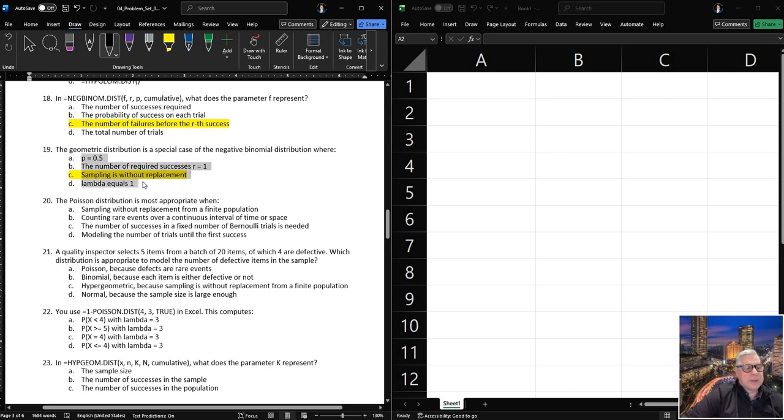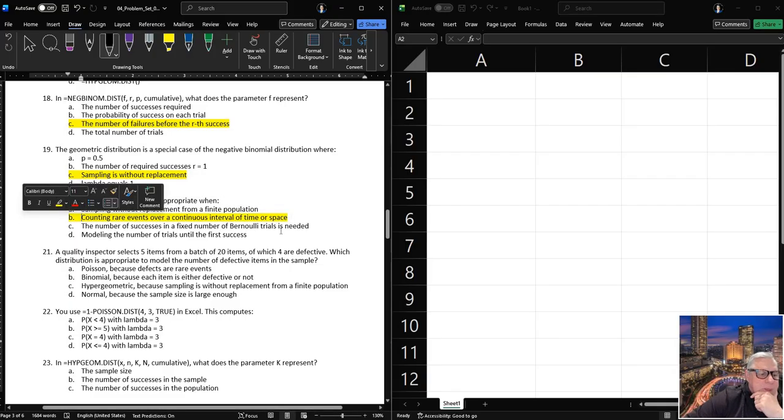But that's maybe a bad question, we should take that out. The Poisson distribution is most appropriate when sampling without replacement? No. That would be hypergeometric. Counting rare events over continuous intervals over time or space. That's exactly what it is.